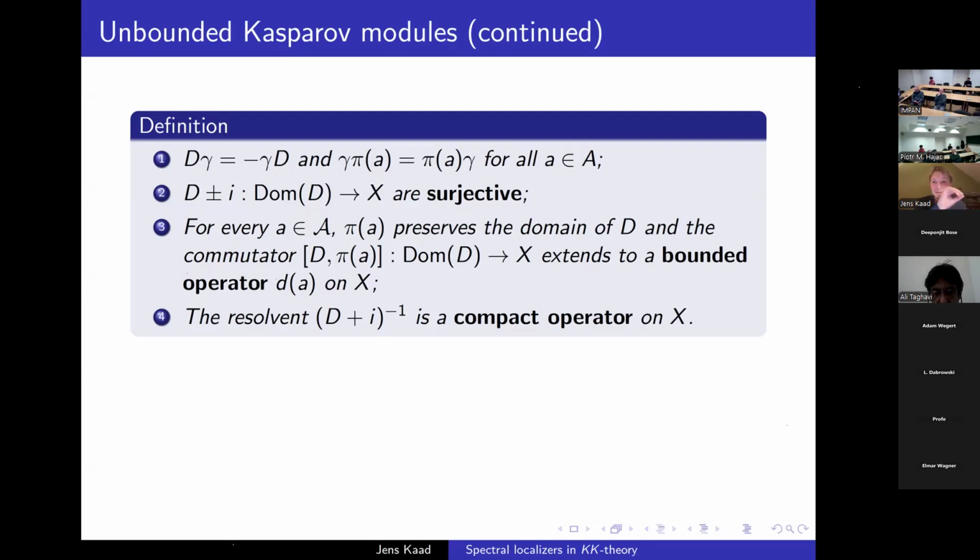So this resolvent here is, because of condition 2, a bounded adjointable operator on my Hilbert C-star module. I'm requiring a bit more here. I want this adjointable operator to be compact. So it should act as a compact operator on my Hilbert C-star module. It's a compact operator in the sense of Hilbert C-star module theory, not in the sense of Banach space theory.